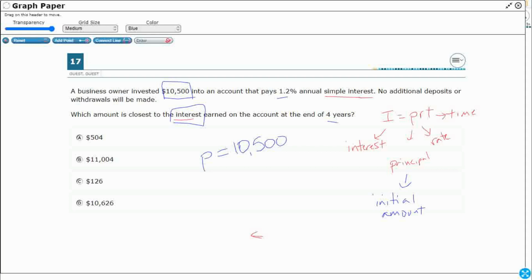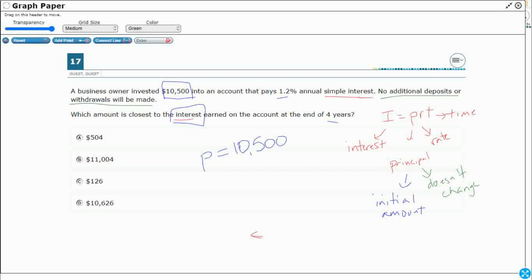An important feature here, and they give it to us, and I'll underline it in green, is there are no additional deposits or withdrawals. So let's say you have 10,500, you get some interest, and then you add in another $5,000. Well, if you do that, then you have to recalculate because your principal has changed, from 10,500 to $5,000 more plus a little interest. So you're typically going to see a statement like no additional deposits or withdrawals. That means the principal doesn't change. In this particular problem, it stays the same. So that's good, we have our P.